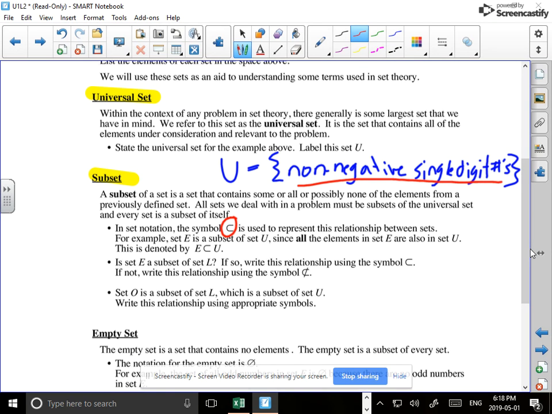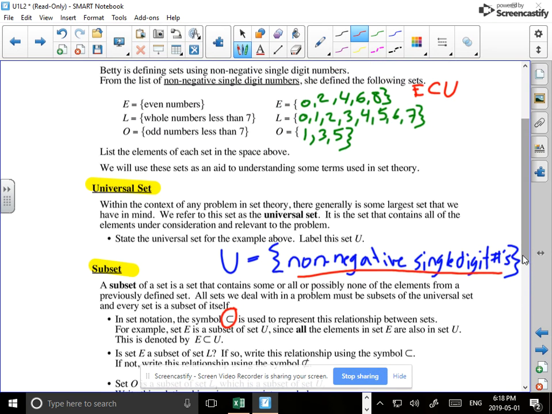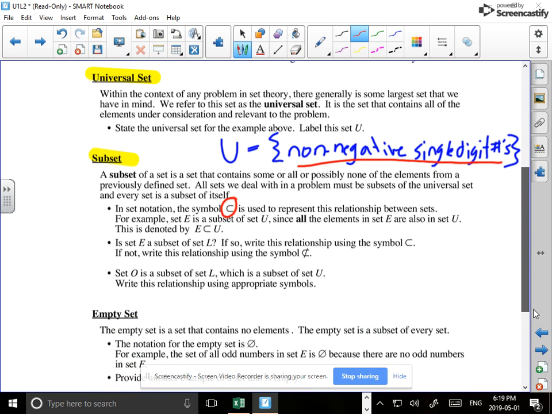All right, so is set E a subset of L? Does E contain only numbers that are in L? It does up until this 8 right here. Because of that 8, E cannot be a subset of L.